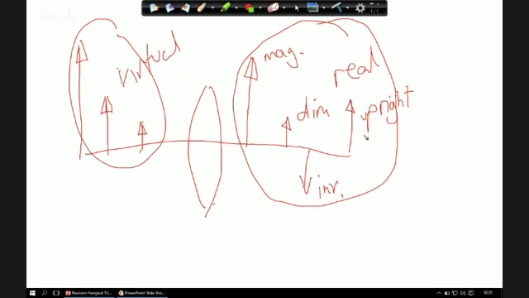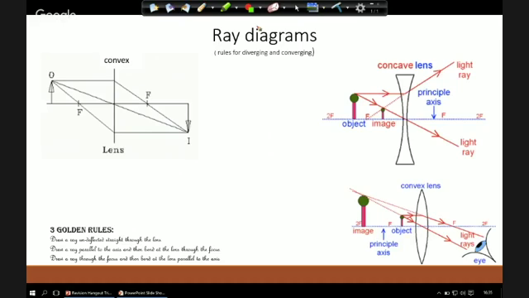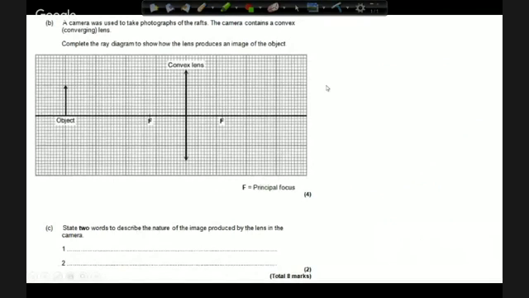Okay, another way of thinking about it is that real images can be projected on a screen, and virtual images can't. So a virtual image is something like a magnifying glass, where the image appears to be maybe bigger than the object. We can't project a magnifying glass up onto a screen. Okay, so let's have a look at applying some of these rules then.